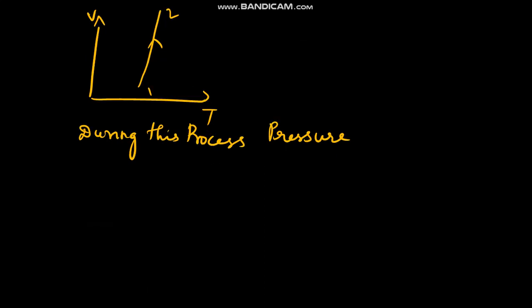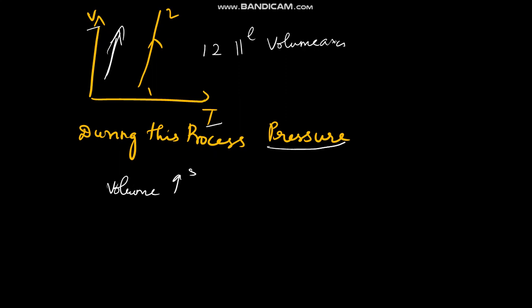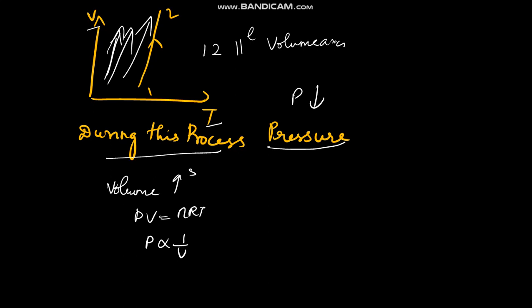Now let us see this graph. A VT graph is given and this line 1, 2 is now on the vertical side. Now this 1, 2 line is parallel to the volume axis. So see here that volume continuously increases. They are asking for the pressure variation. So PV is equal to nRT. Pressure is inversely proportional to volume. So if volume continuously increases, then pressure continuously decreases. So during this process, pressure continuously decreases.